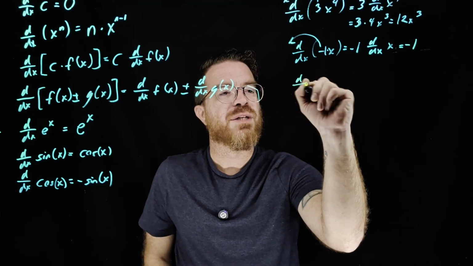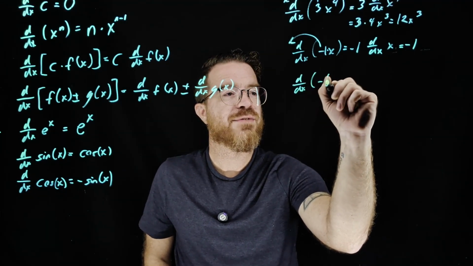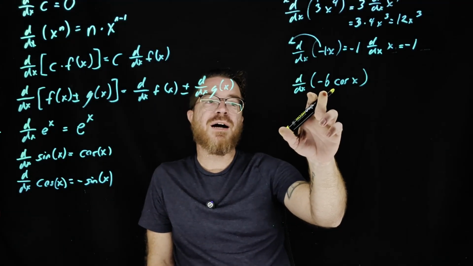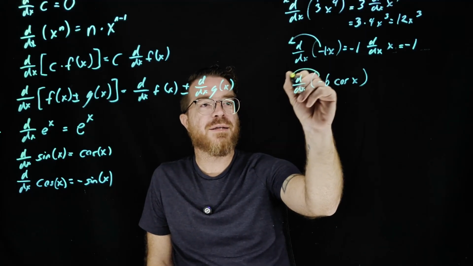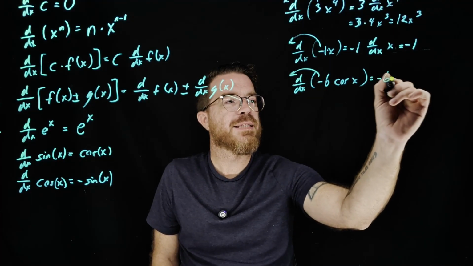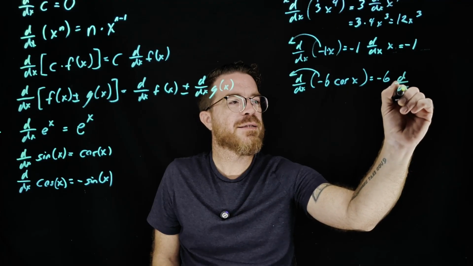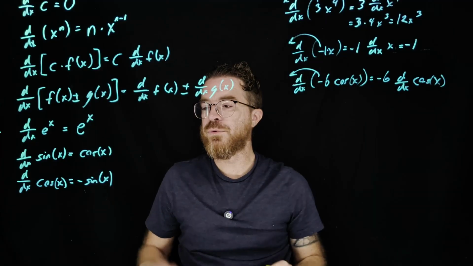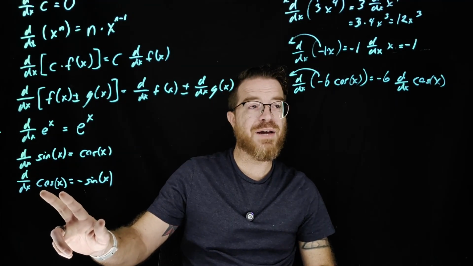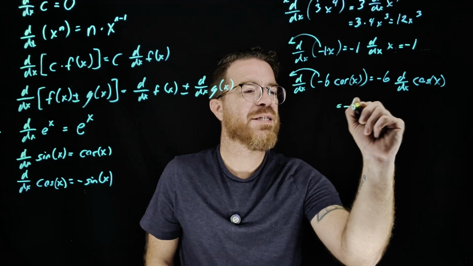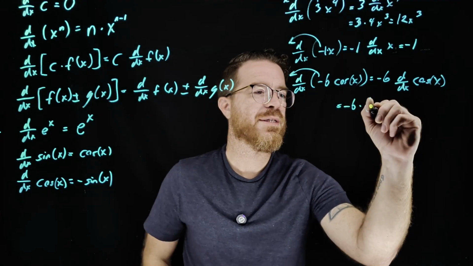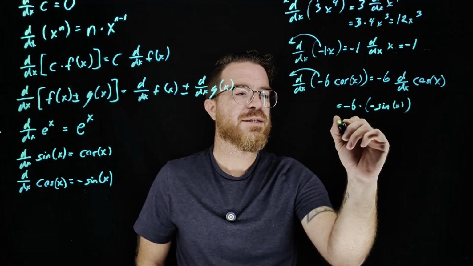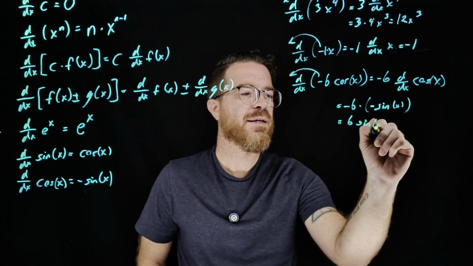If I took the derivative, so d/dx of negative 6 cosine of x, same idea. The derivative of a constant times some function, I can pull that constant out. So this will be equal to negative 6 d/dx of cosine of x. And then based on our derivative rules, the derivative of cosine of x is negative sine of x. So this is going to be equal to negative 6 times negative sine of x. And we have a negative and a negative, so this would give us 6 sine x.